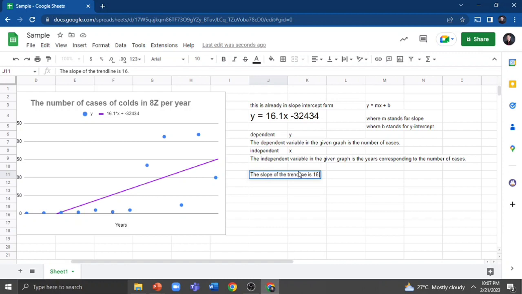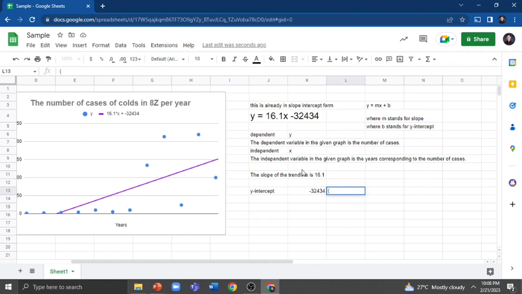So now, to identify the x-intercept is a bit difficult, right? So we start with the y-intercept. The y-intercept is automatically our b. That's negative 32434. But as much as possible, I want you again to write your y-intercept in the form of an ordered pair. So since that's your y-intercept, it can be found at (0, negative 32434). That's it.